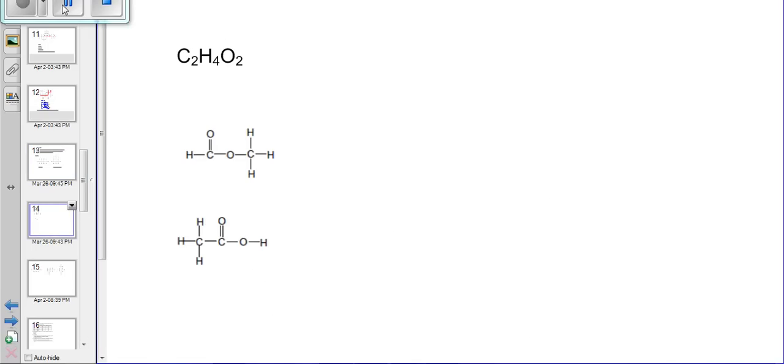If you look at this example, we got C2H4O2. Now let's count the carbons, the hydrogens and oxygens to see if this is correct. If you look at this compound that we have here, we've got 2 carbons, 4 hydrogens and 2 oxygens. So this is C2H4O2. And if you look at this one here, it is also C2H4O2. So they have different structures, but they have the same molecular formula. So these two compounds are isomers.